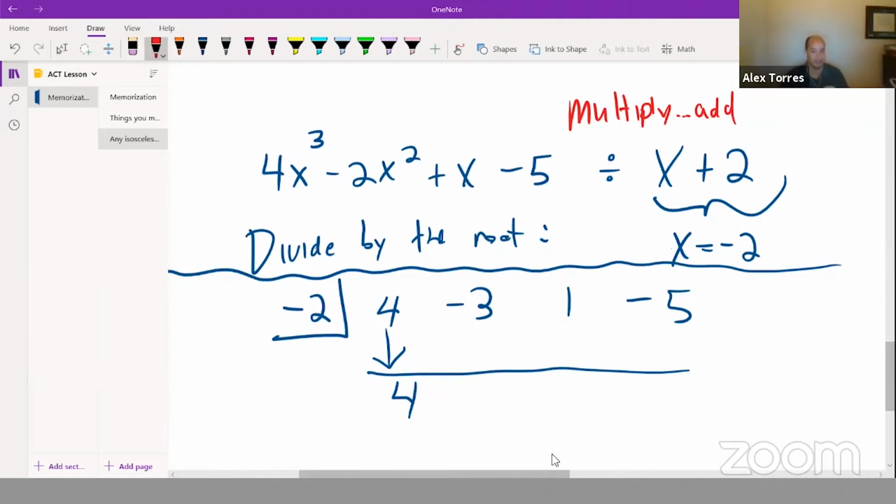So bring down the 4, multiply, add, multiply, add. So multiply 4 by -2, -8. Add, -11. Multiply by -2 again, 22. Add straight down again, 23. Multiply again, -46. Add straight down again, -51.